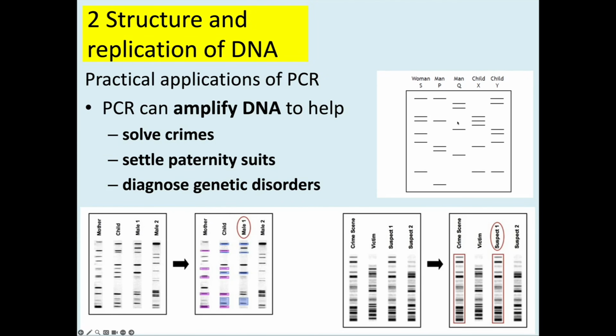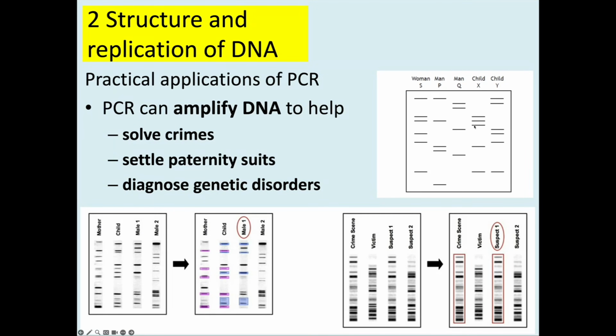We go down to the next line, we can see that man P and woman S have these genetics, okay? Now you might instantly go, it must be man P that's the father. But because mum also has it, it's possible the child has inherited it from mum and not from that man, and therefore the other man could potentially still be the father.